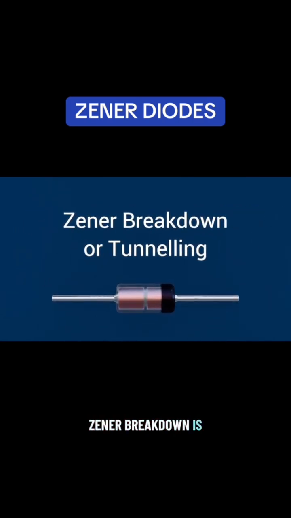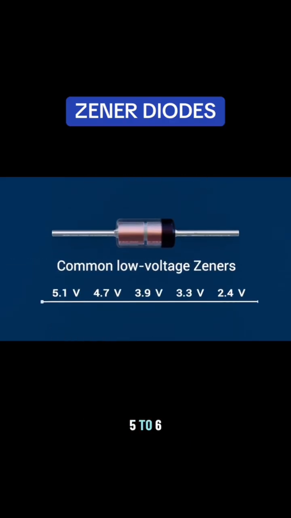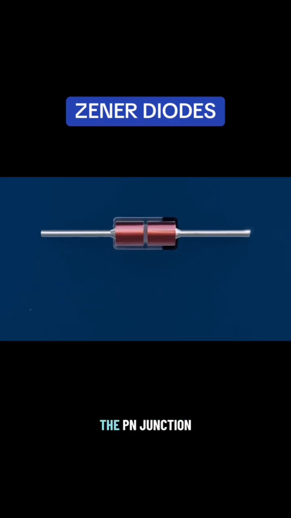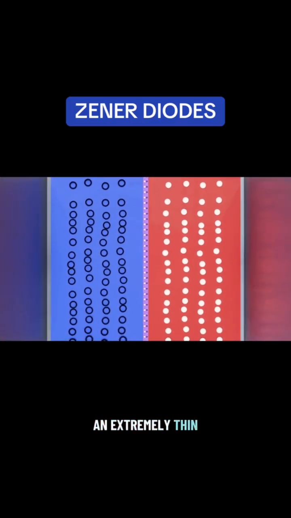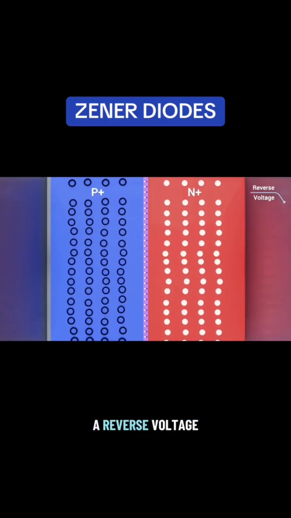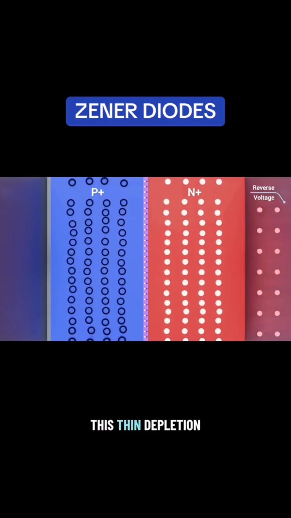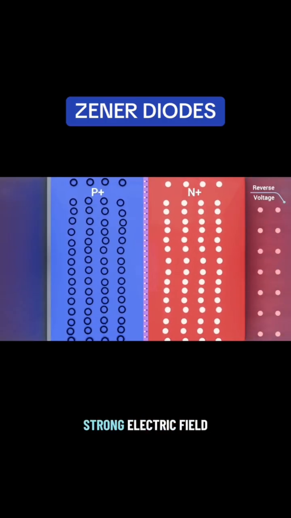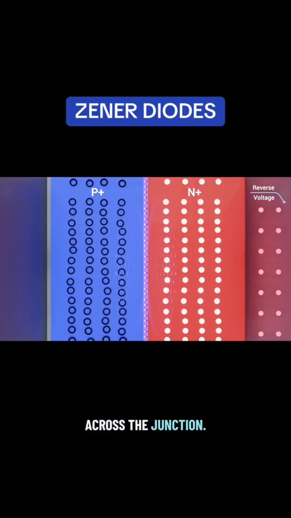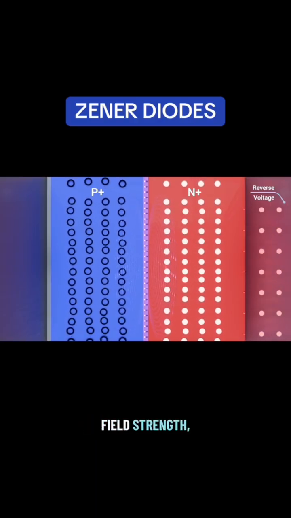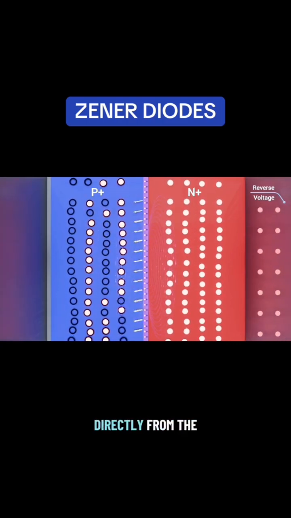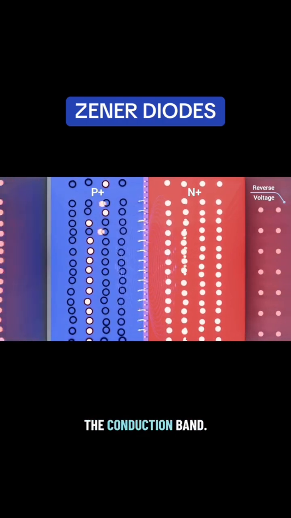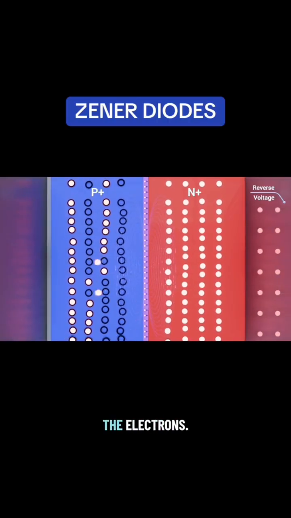Zener breakdown is dominant at lower breakdown voltages, usually below about 5 to 6 volts. In these diodes, the PN junction is heavily doped, which results in an extremely thin depletion region. When a reverse voltage is applied, this thin depletion region produces a very strong electric field across the junction. At a critical field strength, electrons are able to quantum tunnel through the energy barrier directly from the valence band to the conduction band due to the wave nature of the electrons.